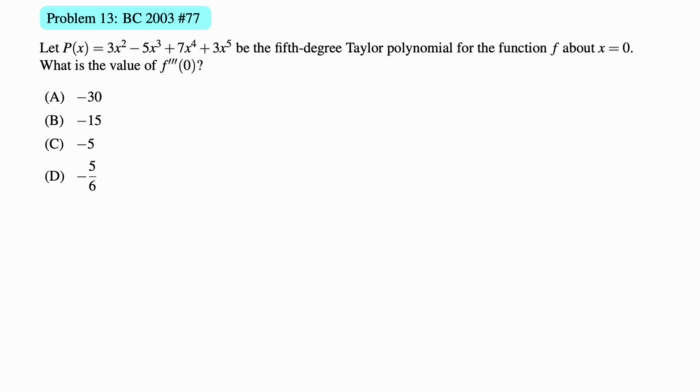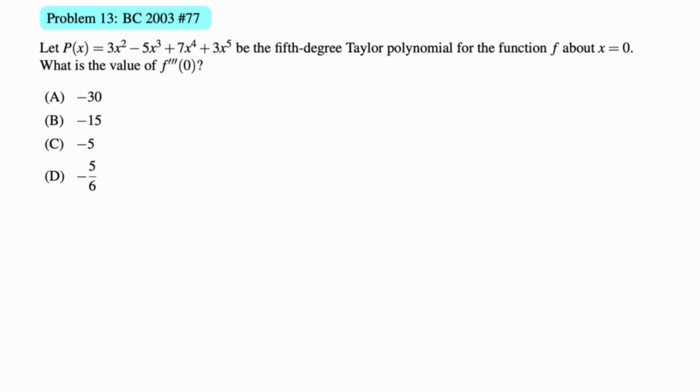Let's look at another one. Let p of x equal 3x squared minus 5x cubed plus 7x to the 4th plus 3x to the 5th be the 5th degree Taylor polynomial for the function f about x equals 0, which is also called a Maclaurin polynomial. What is the value of f triple prime of 0?